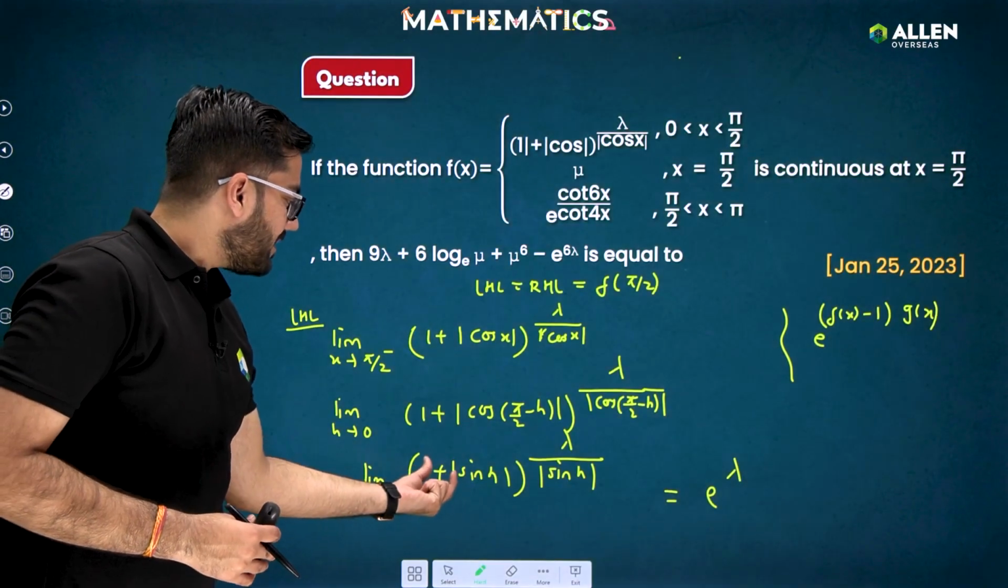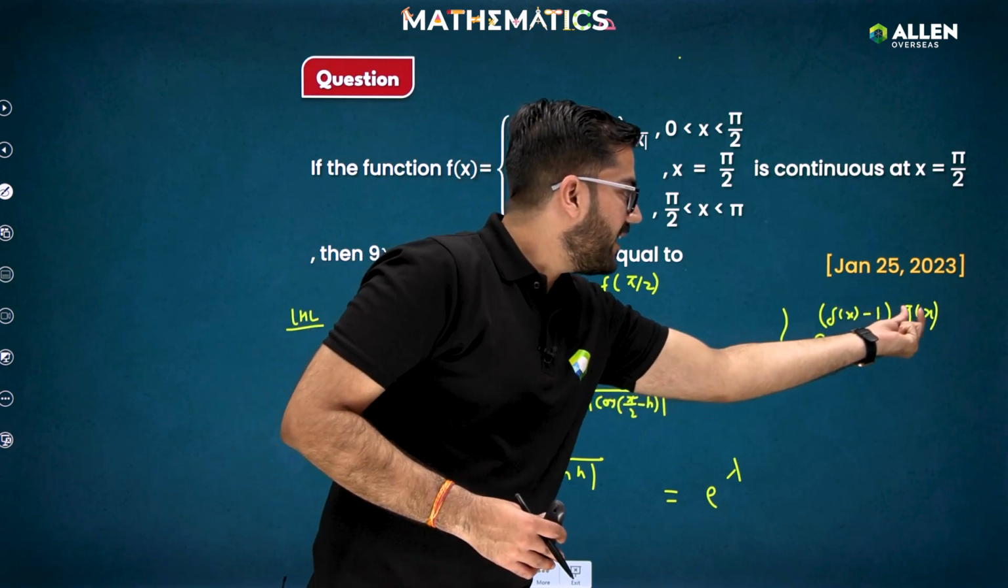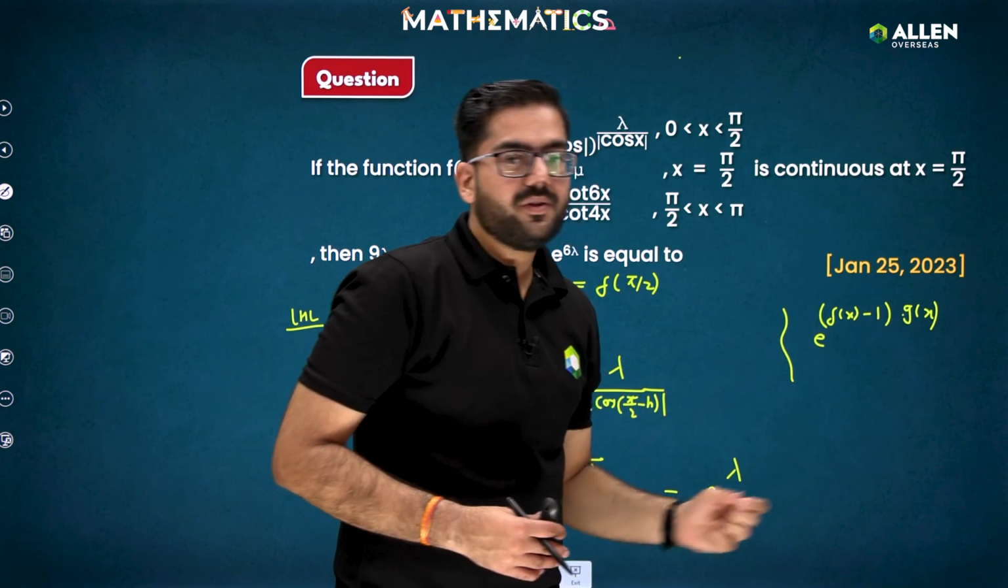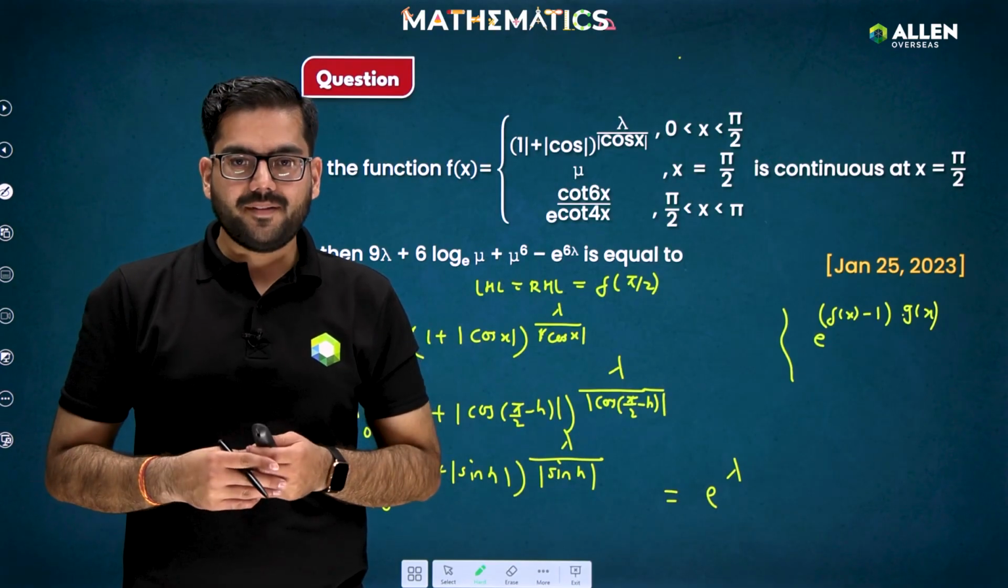So here 1 plus sin h minus 1, so 1 will get cancelled, only you will get sin h into g of x, that means lambda upon sin h. Sin h will get cancelled, only you will get lambda. So that's why you will get e raised to lambda only. So this is the value of the left hand limit.